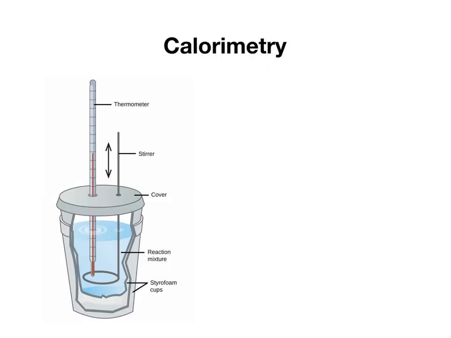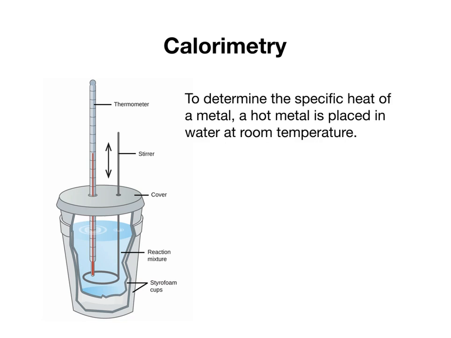Okay, so in the last video we looked at a coffee cup calorimeter. We talked about how that works and what it's used for. In lab, we're going to be using a calorimeter to determine the specific heat of a metal, among some other things. If we want to determine the specific heat of the metal, we place a hot metal in water at room temperature.